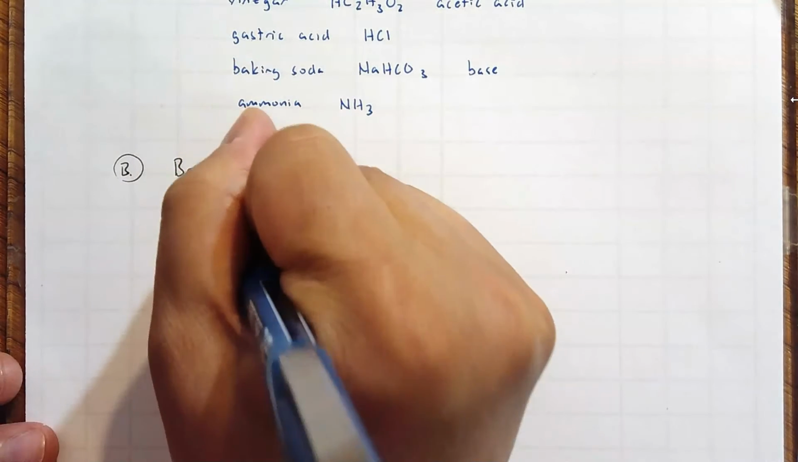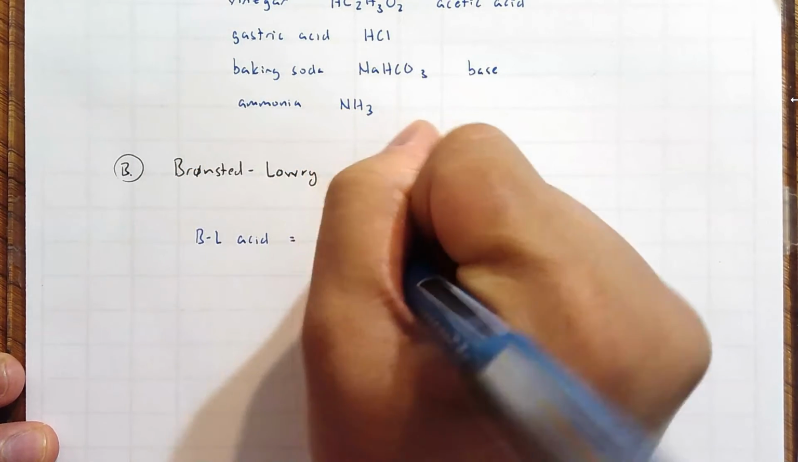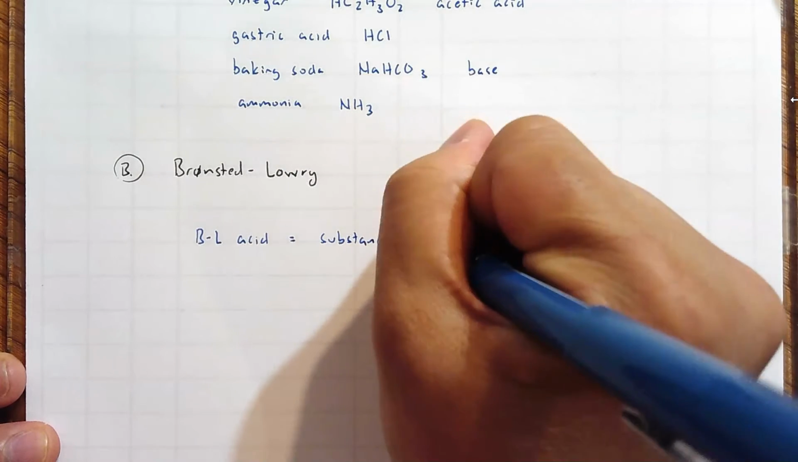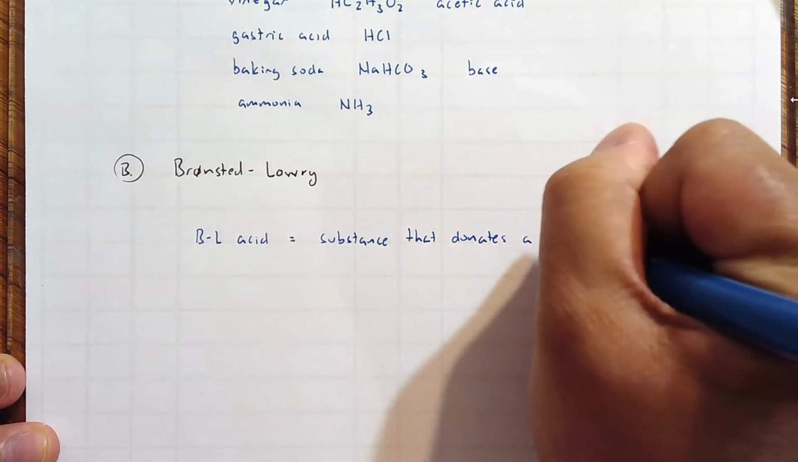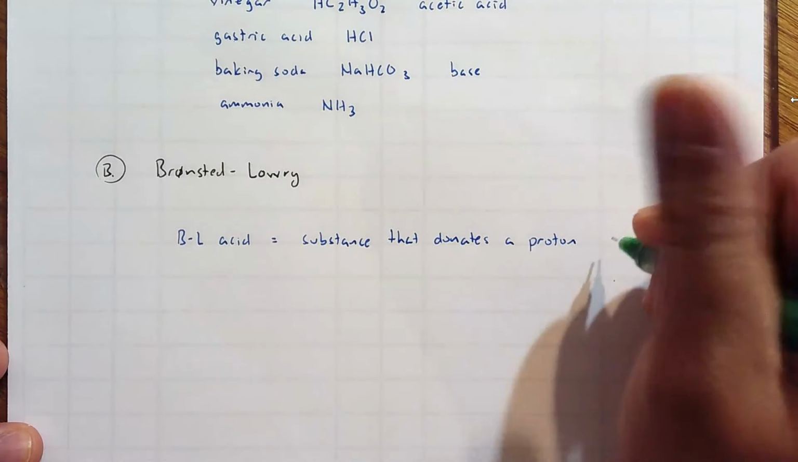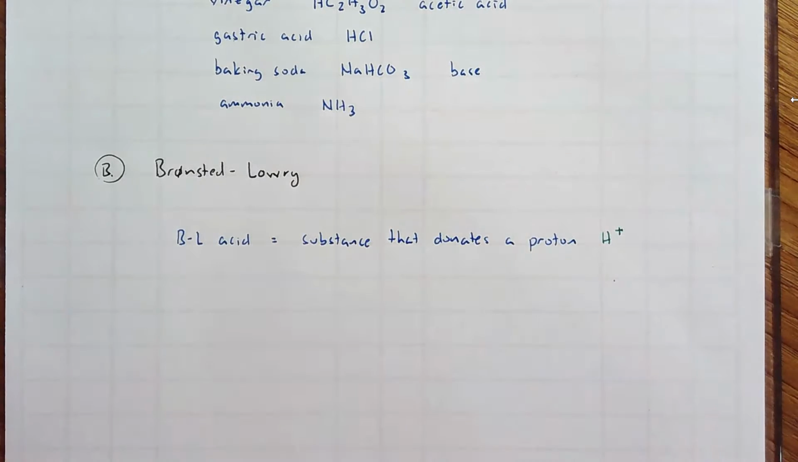A Brønsted-Lowry acid is a substance, a molecule, that donates a proton. What is a proton? A proton is the hydrogen atom that is missing an electron. So it is charged, it is positive, H+. Okay, let's take a look at some examples.